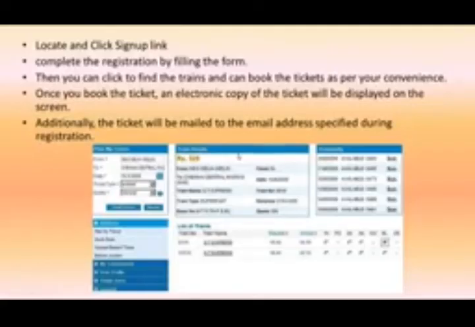On the home page, follow the sequence specified on the screen. Let's read these steps. Locate and click the sign up link, then complete the registration process by filling in the form. You are required to enter the details. Then you have to find the trains and can book the tickets as per your convenience. Once you book the tickets, an electronic copy of the ticket will be displayed on the screen, and additionally the ticket will be mailed to the email address specified during the registration.